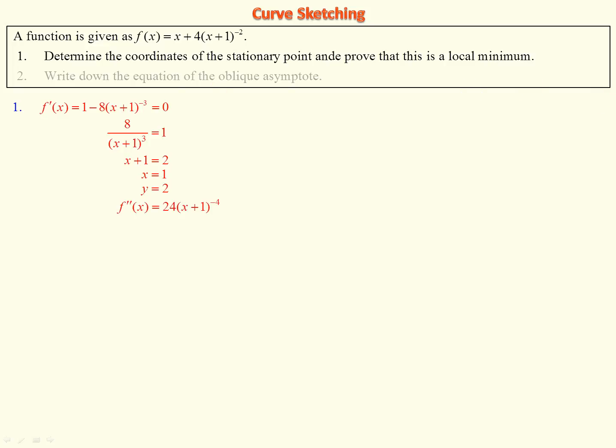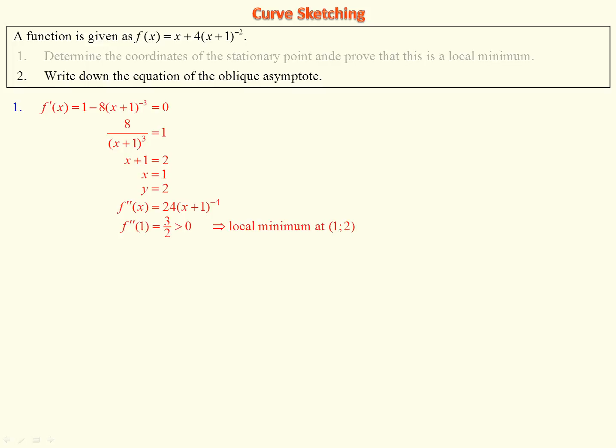There we are. And we're going to substitute the x value of 1 in. And when we do that, we get 3 over 2. Not that we have to show that. Mind you, we do, because it says prove that it's a local minimum. So we do. And it's greater than 0, which means it is a local minimum at 1, 2. Write down the equation of the oblique asymptote.